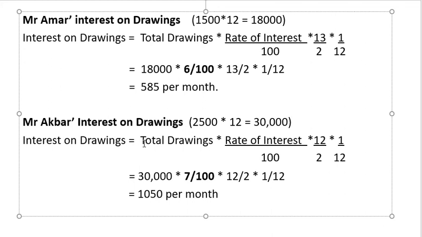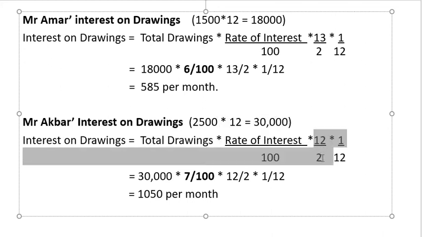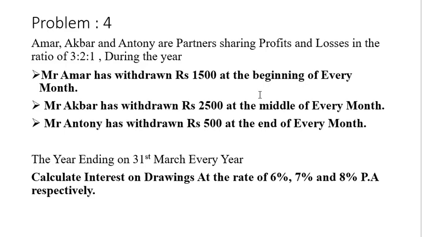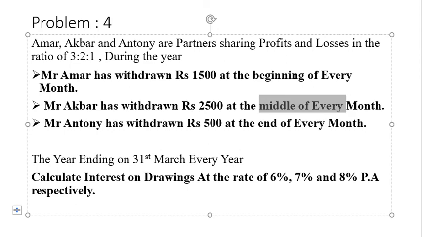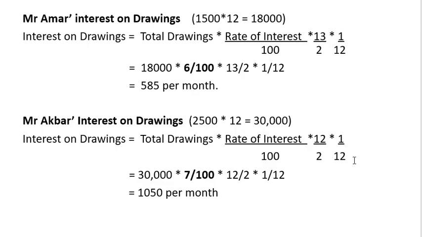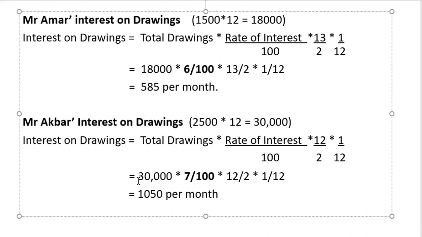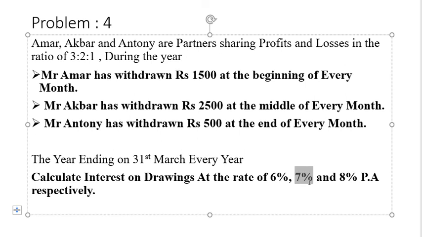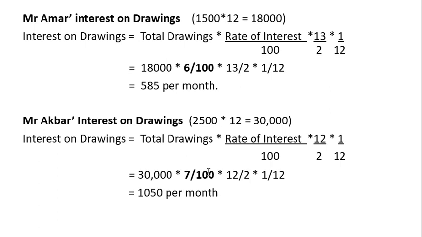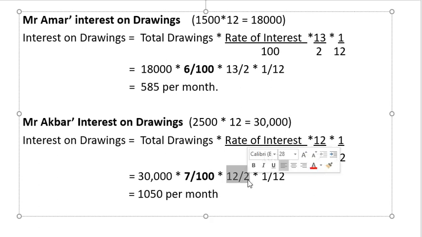Now apply the formula. Interest on drawings is equal to total drawings into rate of interest divided by 100 into 12 by 2. Why 12 by 2? Because in the question it is the middle of every month. If it is the middle of every month, you should use 12 by 2 into 1 by 12. Next, calculate this. Total drawings are 30,000 rupees into the second percentage, which is 7%. 7 divided by 100 into 12 by 2 into 1 by 12. So the answer is 1050.